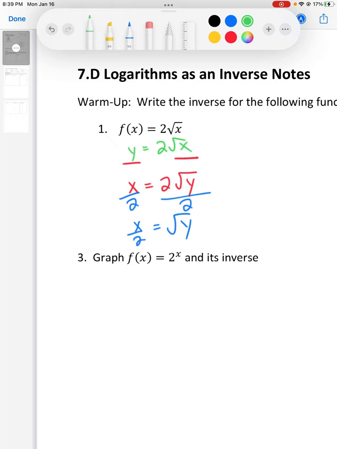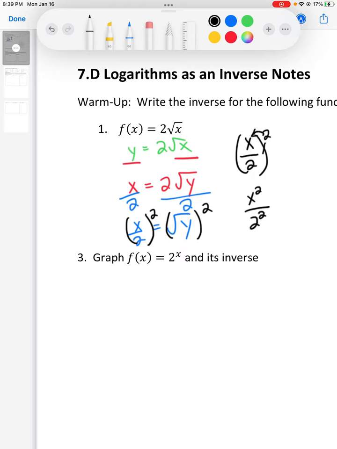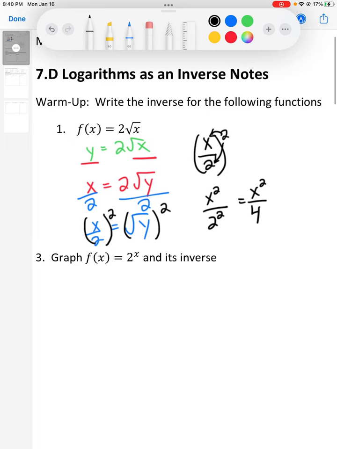And then how do I get rid of a square root? Well, to get rid of a square root, right, opposite of square rooting is squaring. So we need to square the other side. So you can just leave it like this, or you can distribute, right? Exponents, you distribute it to both of them. And then 2 squared is 4. Okay, so that's that first one.